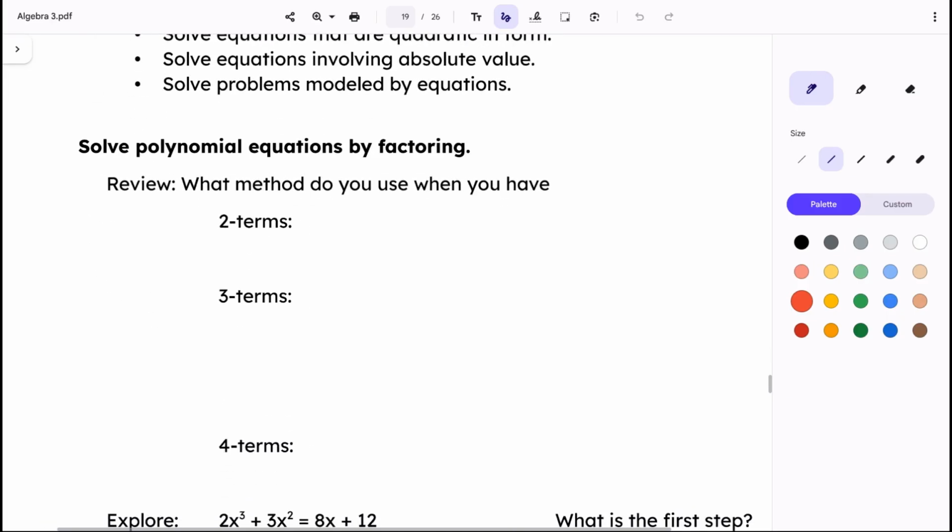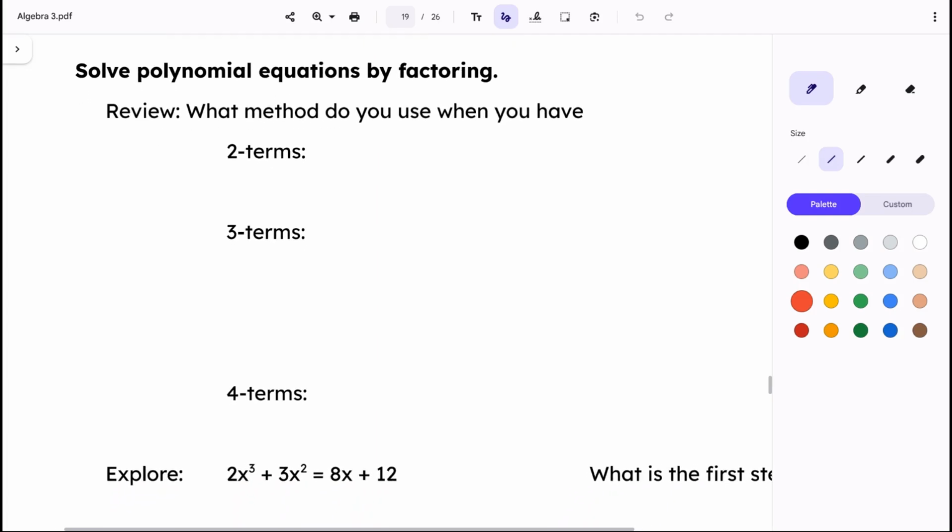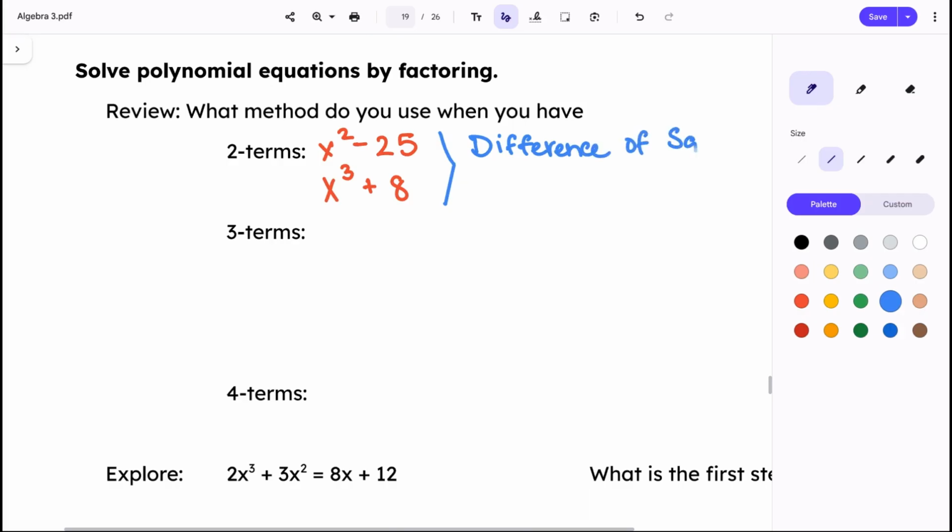So when we were talking about factoring, we've seen a couple of different cases of when you need to factor this way versus doing it this way. For example, when we had 2 terms, so that could be anything like x squared minus 25, or problems that said like x to the third plus 8. Those were the difference of squares, and we also had the difference or the sum of cubes. And we talked about special rules with that.